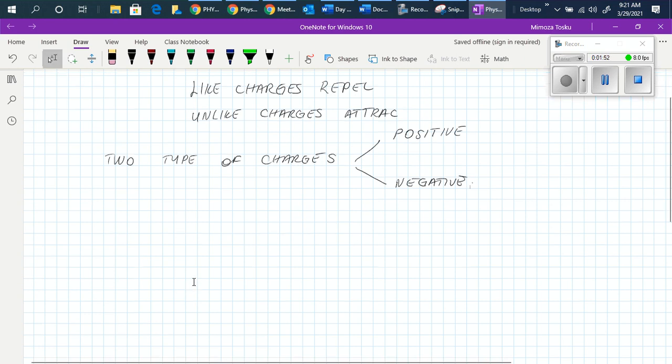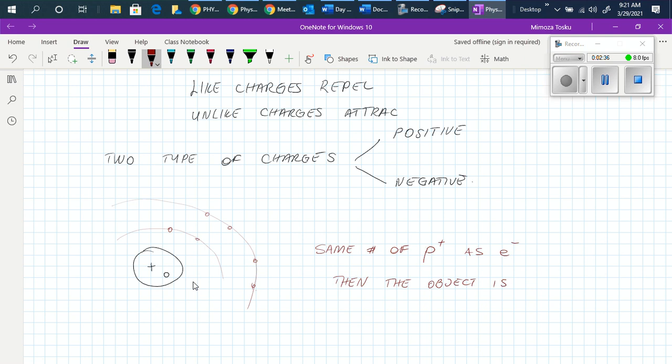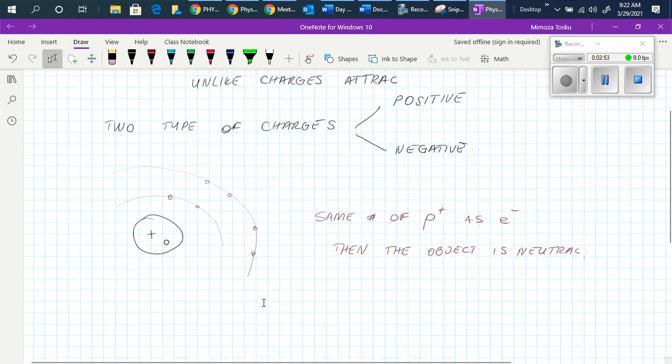First of all, we have to clarify how those charges are created. We know that in an atom, at the center there are protons and neutrons, and the electrons are going around the nucleus in different orbits. When we have the same number of protons as electrons, the object is considered to be neutral. But when the number of protons is different from the number of electrons, then we have an object that is charged, either positively or negatively.